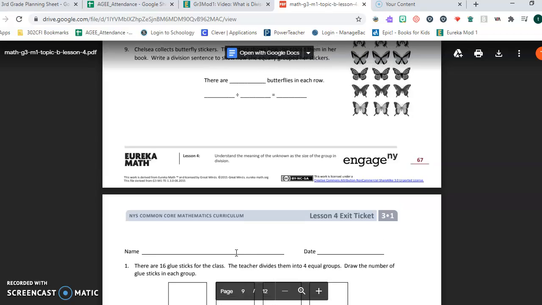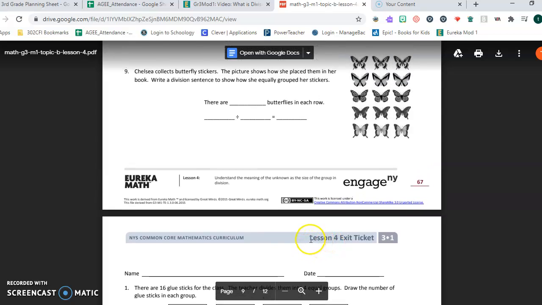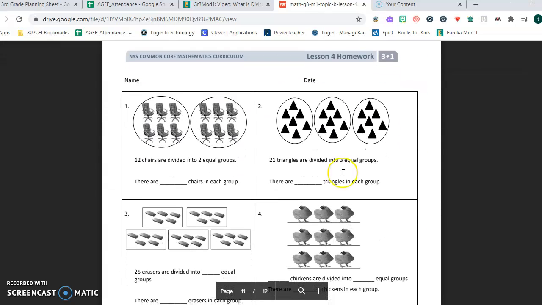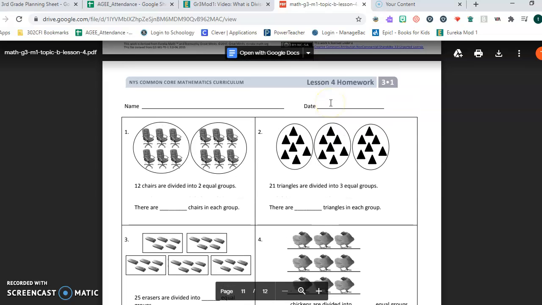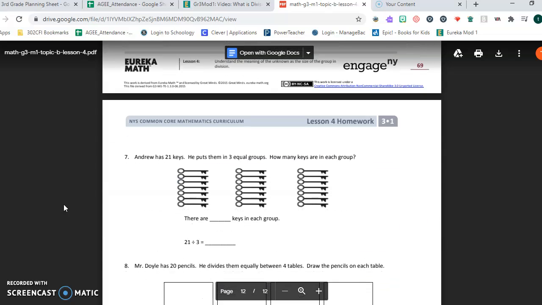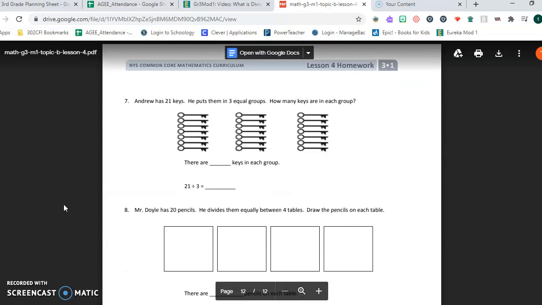If you get finished and you have extra time, work on the lesson 4 not exit ticket. Sorry, that's what my book looks like, but yours is different. Work on the lesson 4 homework to get some more repetitions with these types of problems. All right. Good luck. Enjoy your math today.